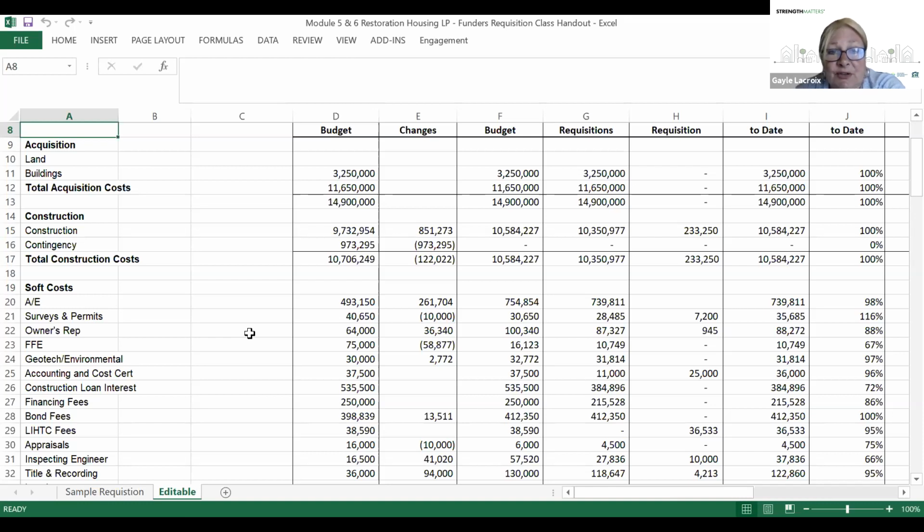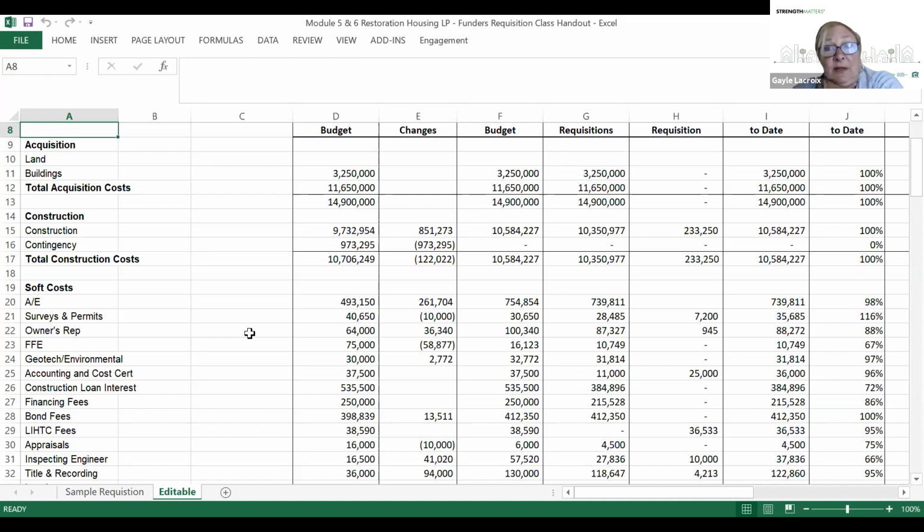So architecture and engineering, surveys and permits, owner's representative that would be out looking at the project on a weekly basis to make sure everything's going along the way it needs to. FF&E, that's our own FF&E. So that might be lobby furniture, for example, that has to go in. That's probably a good example.